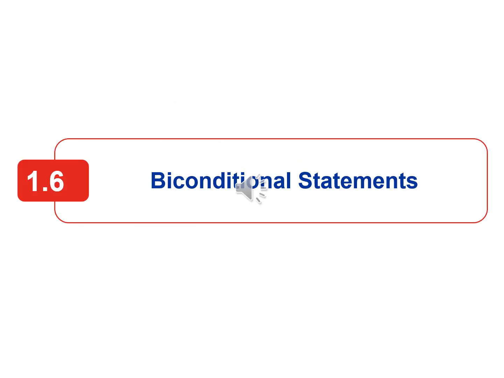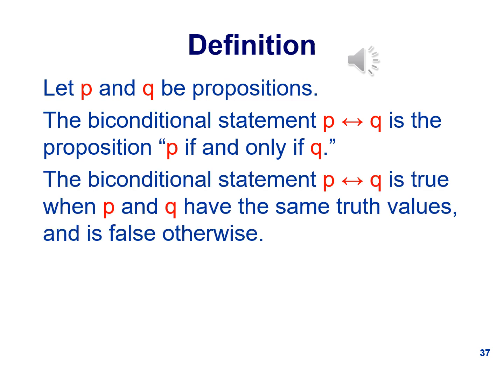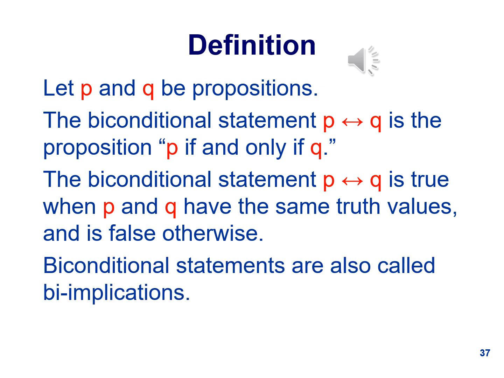Biconditional statements. Let P and Q be propositions. The biconditional statement is the proposition P if and only if Q. The biconditional statement P if and only if Q is true when P and Q have the same truth values and is false otherwise. Biconditional statements are also called bi-implications.